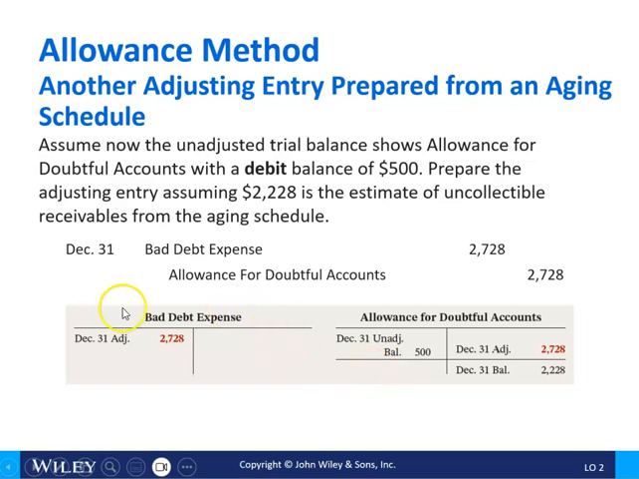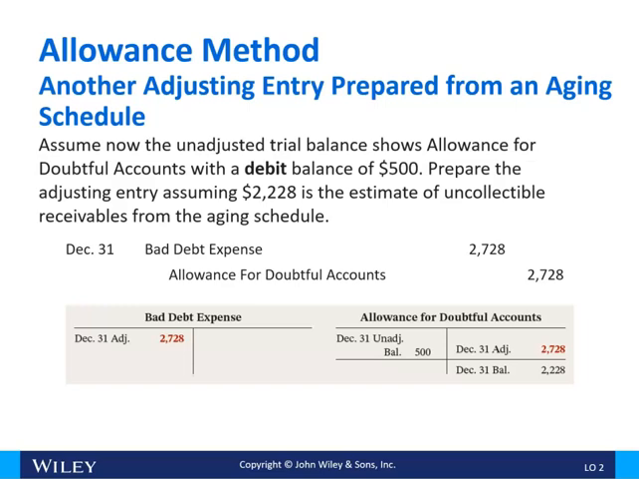And here's graphically what it looks like when we post it into T accounts. So we have a debit balance here, 500. We need a credit of 2,228. So we need more than that 2,228 adjusting entry to make it to that balance. Okay. We said earlier the allowance for doubtful accounts has a normal credit balance. It increases with a credit. How could we have a debit in that account?